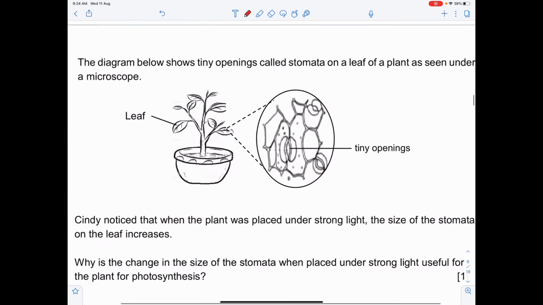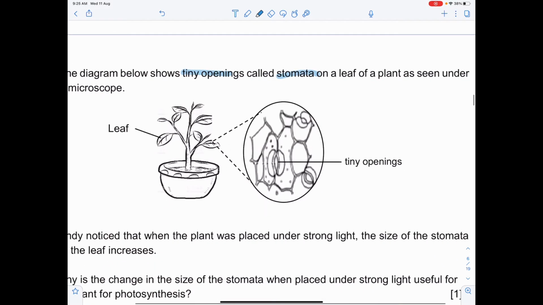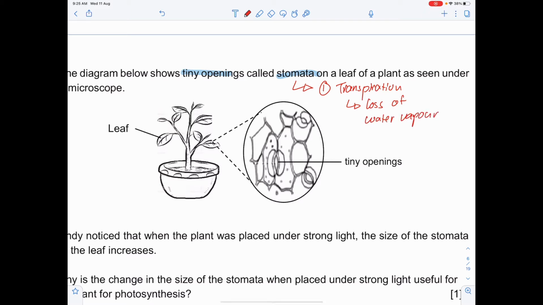Okay, the diagram below shows tiny openings called stomata. Now, whenever I see the word stomata, straight off, what comes to my mind is two functions. The first function is transpiration. Transpiration is defined as the loss of water vapor through the stomata. Not loss of water, but water vapor. The second function will be gaseous exchange.